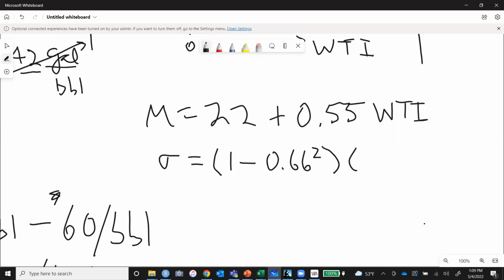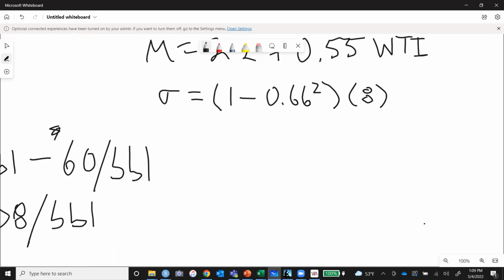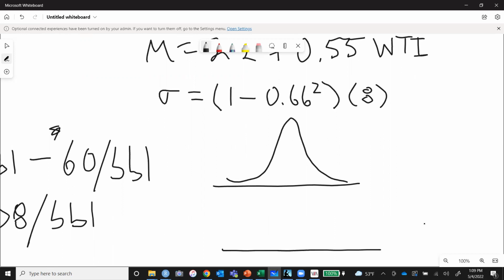So this will be times roughly 8.7 and change. When we think about this, and we should be thinking about it, it looks like this. The spread is like this, and WTI is like that. Think about the difference. The spread is not as volatile as the WTI. Okay, spread is not as volatile.